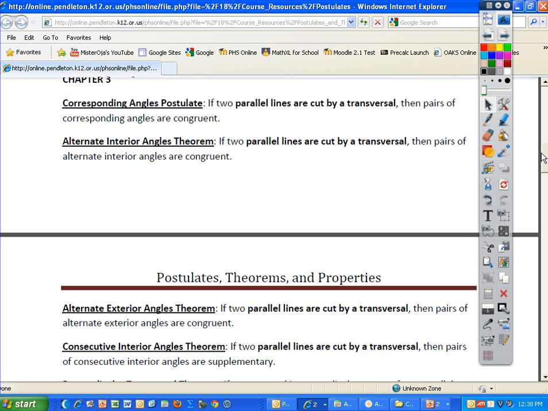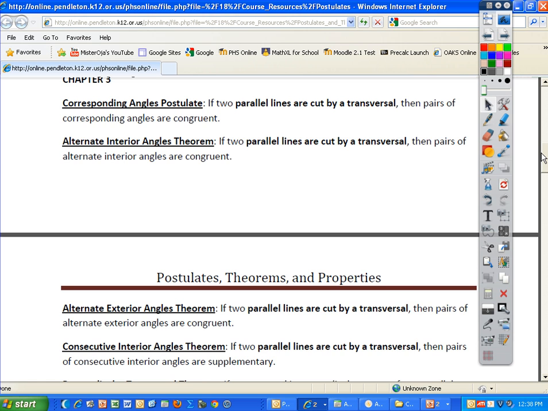Notice I put this in bold because it's so important. Notice that they all start with the same statement. If two parallel lines are cut by a transversal, then corresponding angles are congruent, or alternate interior angles are congruent, or consecutive interior angles are supplementary, etc., right?